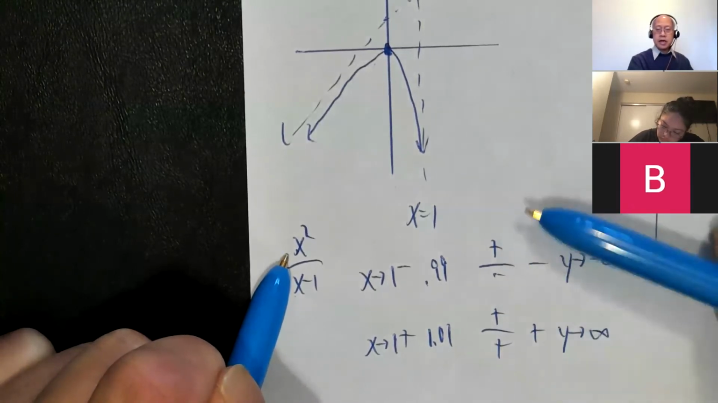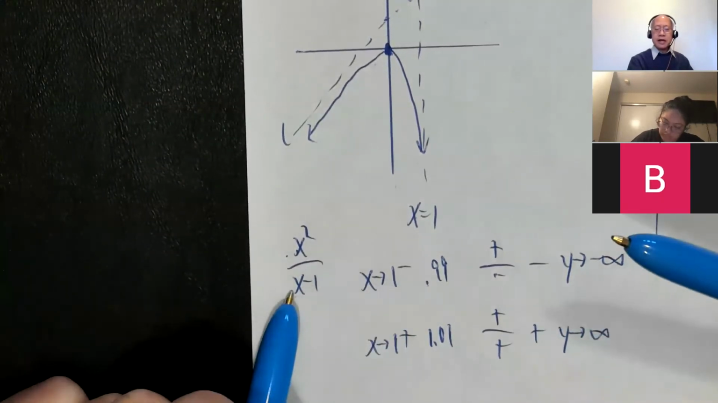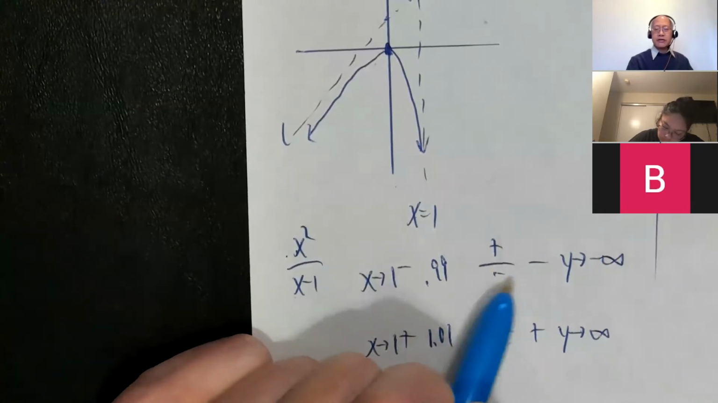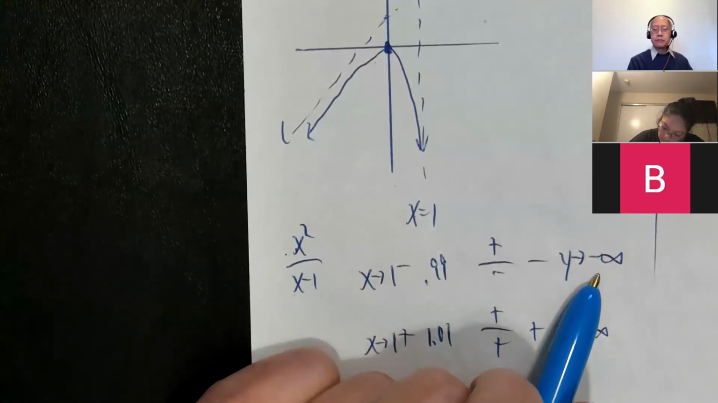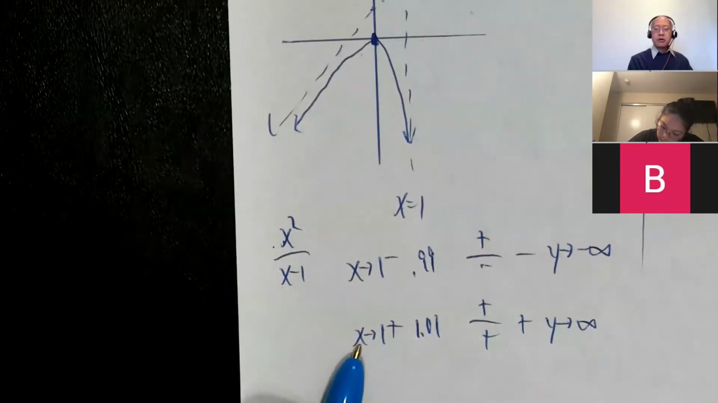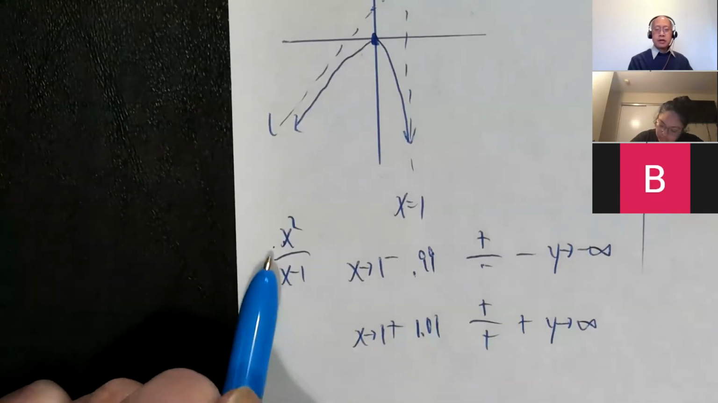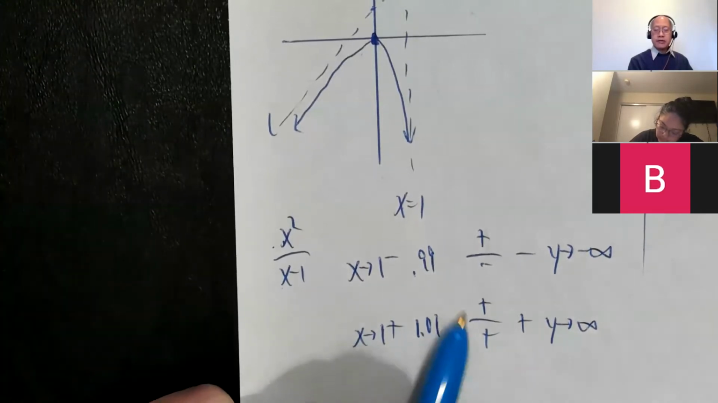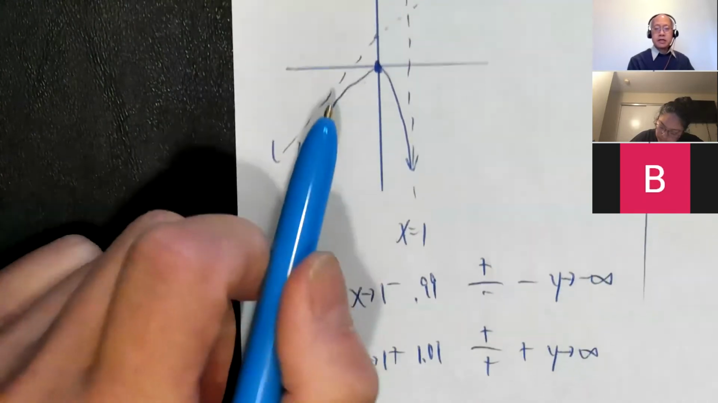So plus plus on top. Okay, 0.99 minus 1, that's definitely negative. So positive divided by negative is a negative. Y approaches negative infinity. X approaches 1 from the right, 1.01. Okay, positive on top. 1.01 minus 1 is a positive. Positive divided by positive, positive. Y approaches infinity. All right, so that clinches it.